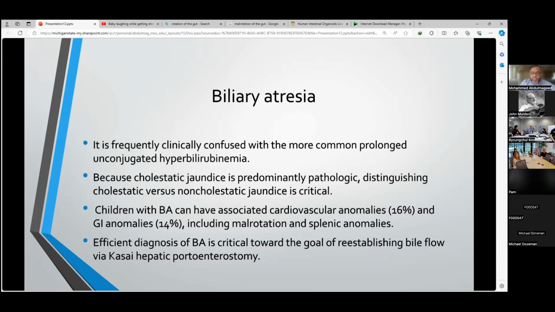Efficient diagnosis of biliary atresia is critical toward the goal of reestablishing bile flow via Kasai hepatic portoenterostomy. So basically, we take a part of the intestine, attach it to the liver, and open a pathway for the bile to go to the intestine, just to relieve the obstruction. Unfortunately, the only other cure is to get a liver transplant, but it's really difficult to have the opportunity to do that, to find that donor.